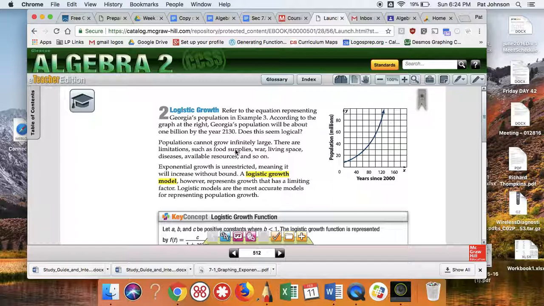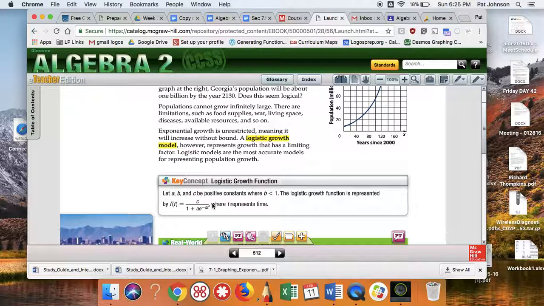We have different things that impact or give us limits, like maybe food supply. Was there a war? Was there a disease? What about the living space? How much room is there in that city to grow? Available resources and just unlimited things that people die. So logistically, even though we have this growth function, we know it's going to cap somewhere. An exponential growth is unrestricted, meaning it will increase without bound. But a logistic growth model, which is our last vocabulary, just represents growth and has a limiting factor.